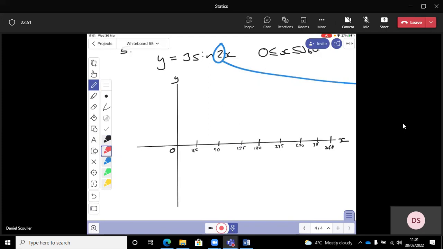So it starts at 0, as every sine graph does. We're going to get a peak at 45. It's going to cut through at 90. We're going to get a minimum at 135, and then it's going to finish at 180. The amplitude is going to be 3, and your minimum is going to be -3. That is set by this number.